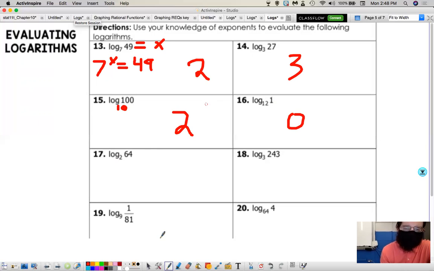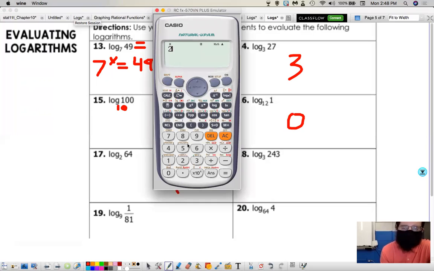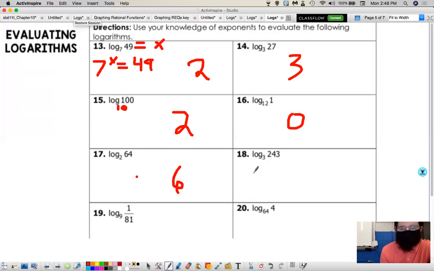2 to what power is 64? Well, if you don't know that it's 6, you can take your calculator. 2 to the 6th power. Oh, there we go, 64, yes. 3 to the 5th power is 243. All right, we got a fraction going on, so we know we need a negative. 9 to 81, that's a 2, so that's negative 2.